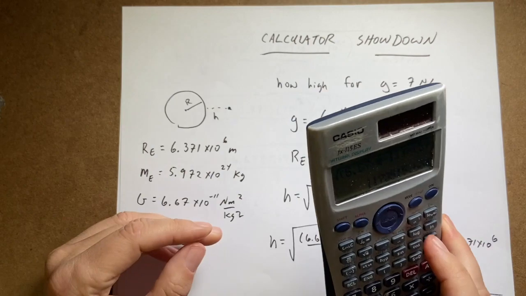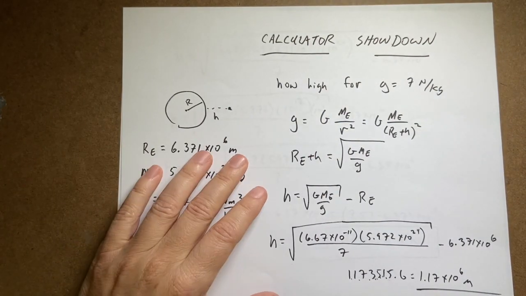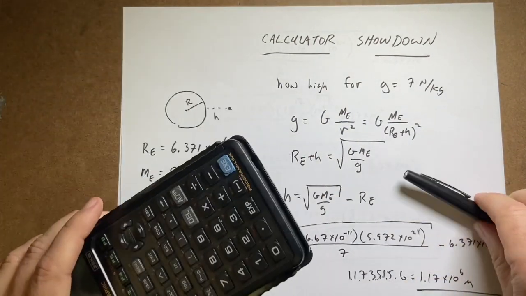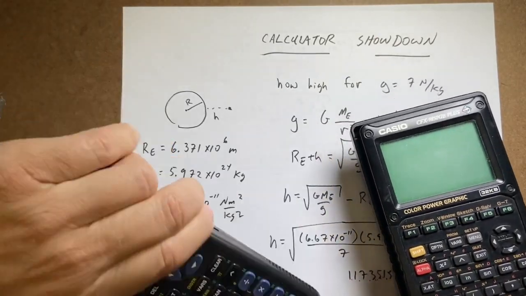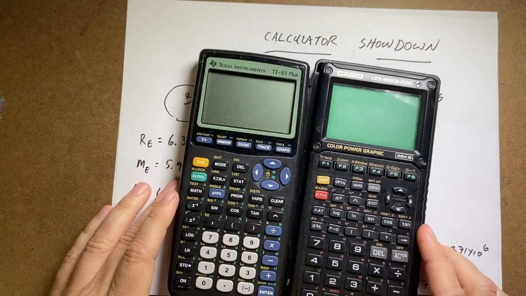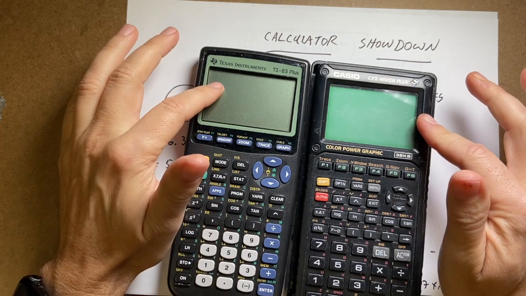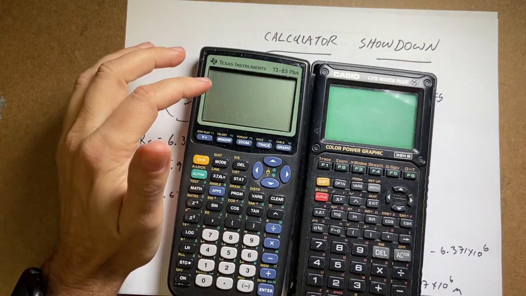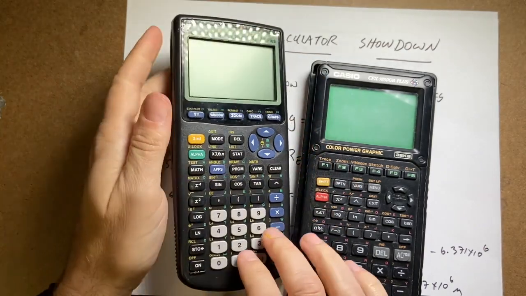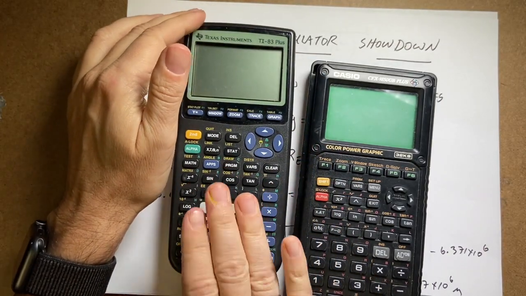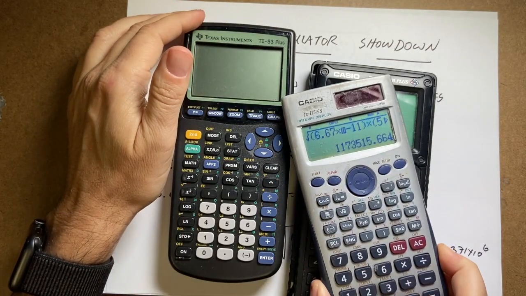Okay, let's go into another calculator. Here I have two other calculators that I find very comparable. This is an older Casio, and this is a TI-83 Plus. This one is super common. I see a lot of students have this. I do see a lot of students with calculators like this too, though, which is good.